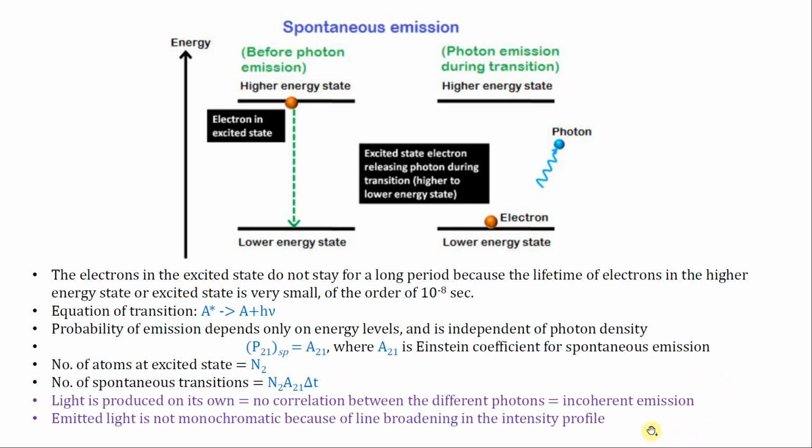One more very important point to be noticed is that here the light is being produced on its own. So there is not going to be any correlation between the different photons coming out here. That means each of them will be in a different phase, and you can say that it's an incoherent emission. They are not in phase. And also they may not be monochromatic, because the energy difference can be different. So all the photons coming down may not be of the same wavelength or same frequency.